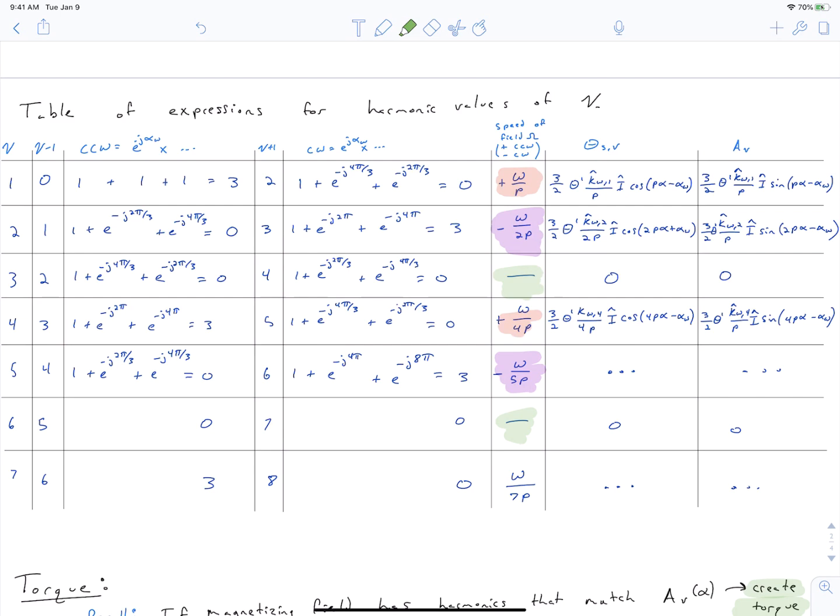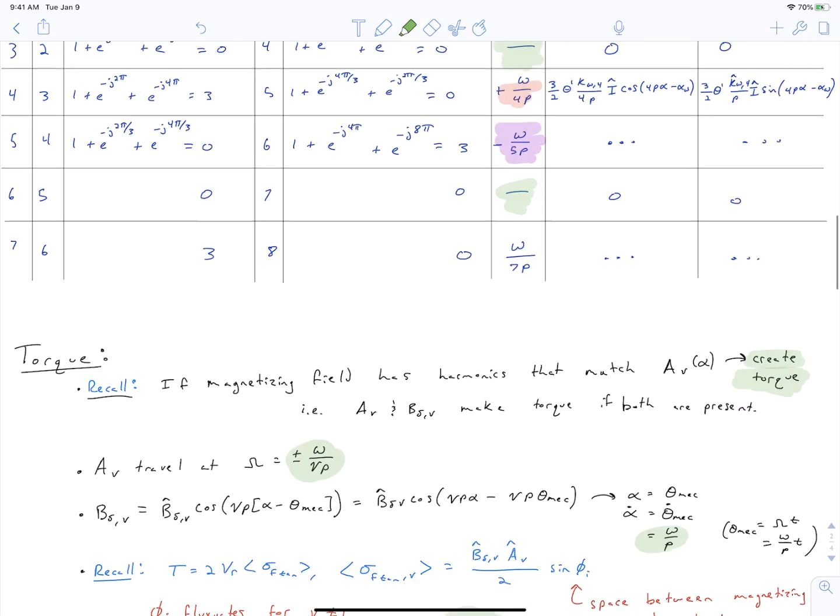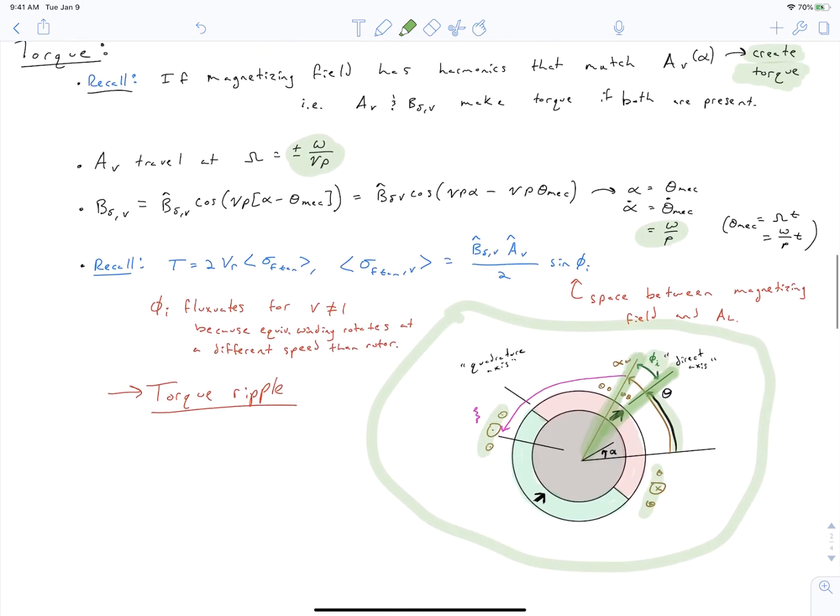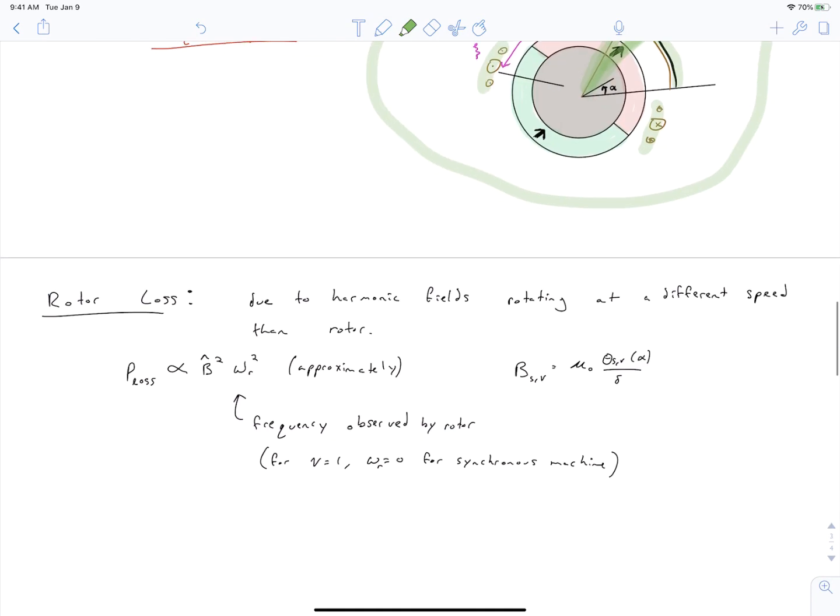And we've noticed that these harmonics can travel in the forward or backwards direction or simply not exist, depending on which harmonic you're discussing, and that the harmonics travel at different speeds. The speed decreases as we go to higher harmonics. Finally, we've related this to torque ripple, where we've talked about the underlying physics that create torque ripple, and then we've related this to the losses that we experience on our rotor surface.